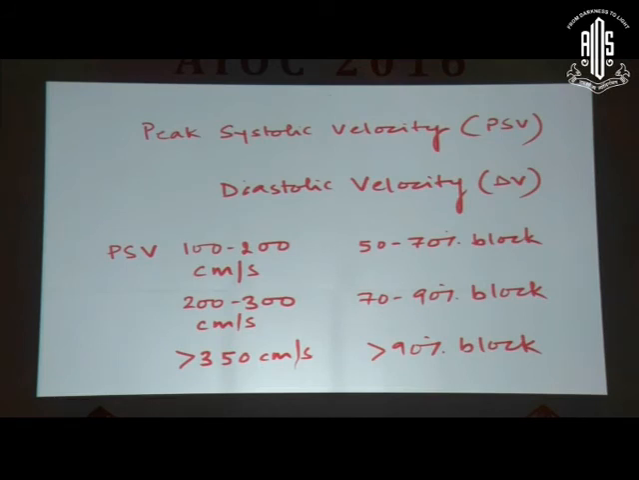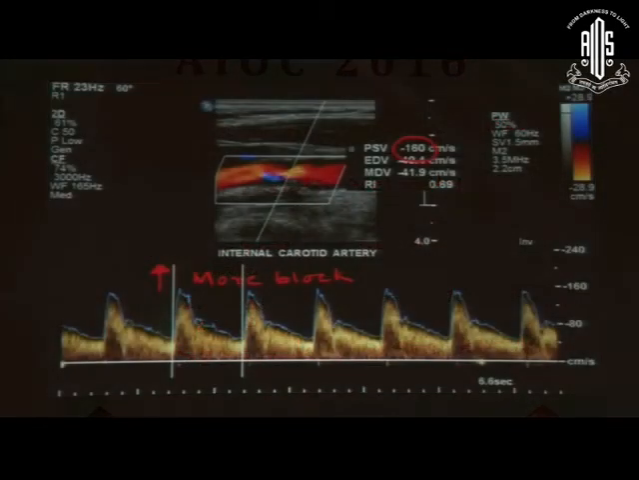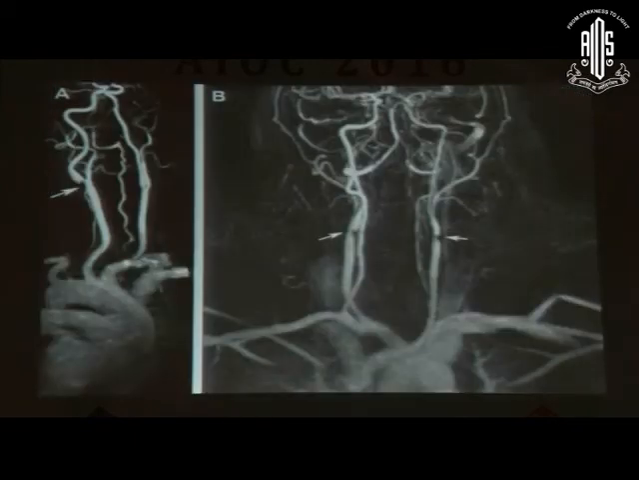Contrary to what we feel, when you have the highest velocity, which is peak systolic velocity, the blockage is the maximum. Now you see this over here, this speaks about peak systolic velocity on the Doppler. The higher it goes, the bigger the blockage is. This is typically a 70 to 90% blockage because it is showing a peak systolic velocity of 160 centimeters per second. Now this is showing a plaque in the internal carotid.